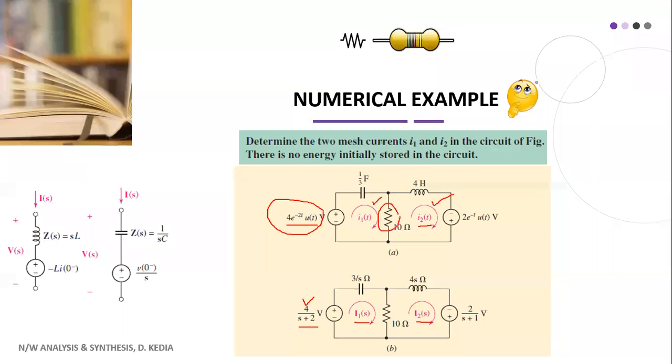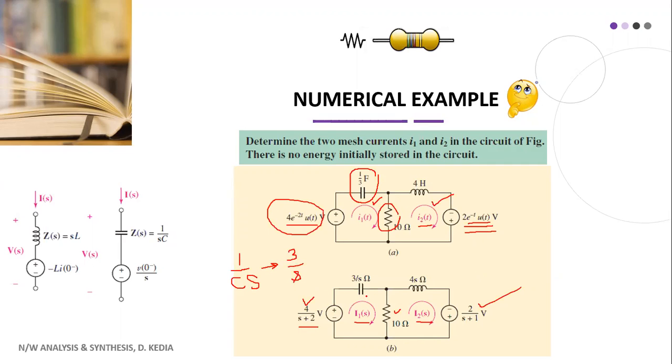Resistance of 10 ohm will remain the same, no change. Now you see, this is the second voltage source, 2 e raised to minus t ut. So 2 is a constant and this will give us s plus 1. So 2 by s plus 1, this is what we have got. Now we are left with the 1 by 3 farad capacitor. So I told you C will become 1 by CS. So C is 1 by 3. So what will be the value of 1 by CS? C is 1 by 3, so 3 will come in the numerator. So it will be 3 by S.